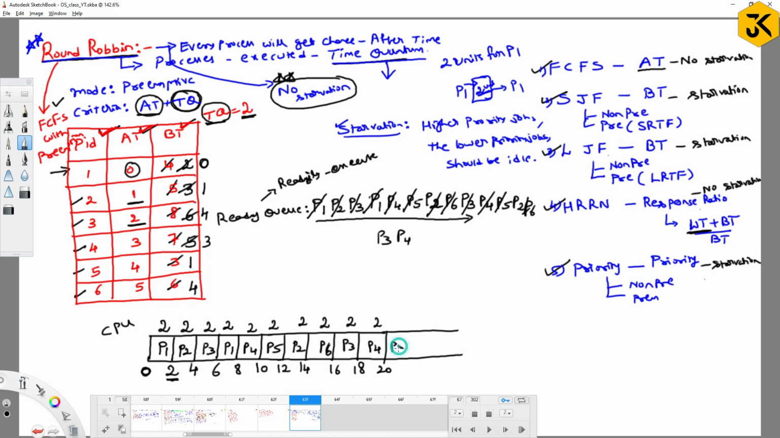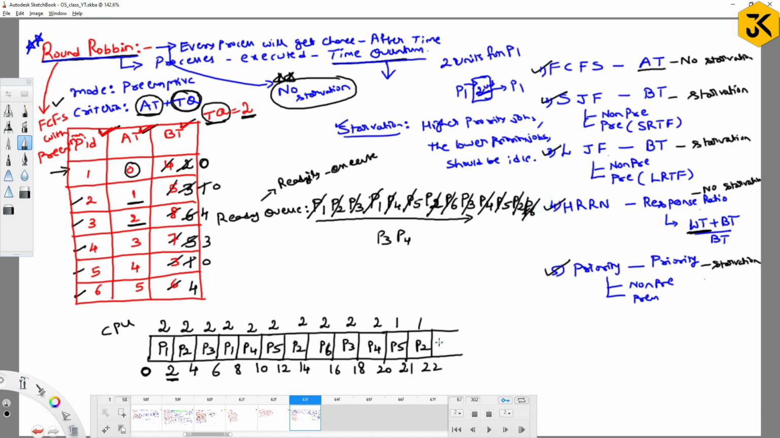Next P5. P5, how much time does it require? It requires only 1 unit of time. So I will allocate only 1 unit and it is done by 21. So left with 0. So do I need to add it further? No need, because it doesn't require any kind of further CPU. Next we will go ahead with P2 and it requires 1 unit of time. So it will complete by 22 and no need to add it further.